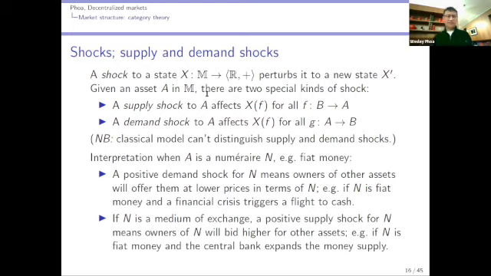So for example, that's got a natural interpretation in the case your asset is a numeraire like fiat money, where a demand shock means that owners of other assets are willing to offer them at lower prices. And a supply shock means that owners of the numeraire are willing to bid high for other assets. For example, the money supply has been expanded.